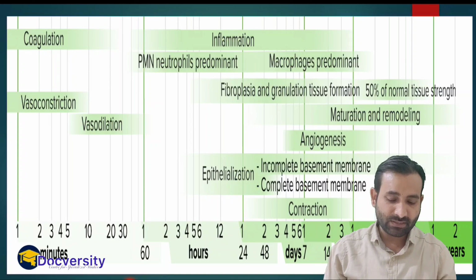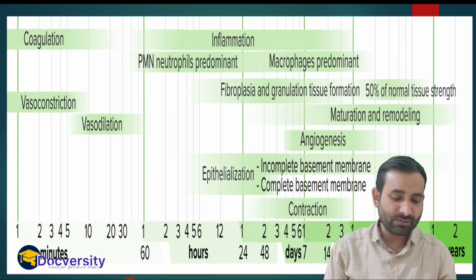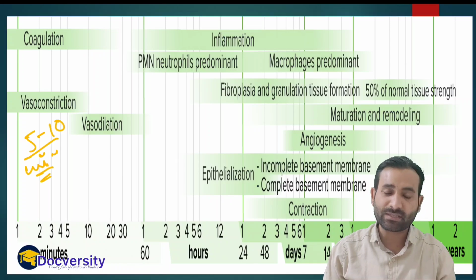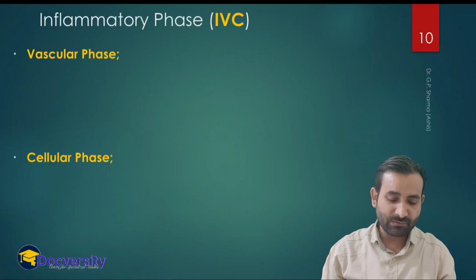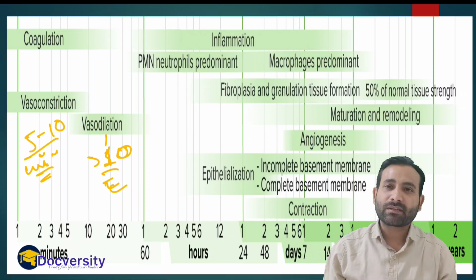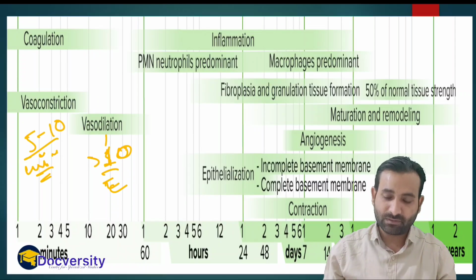So you can see this chart over here. As you have the injury, immediately after injury there will be coagulation or vasoconstriction. After that there will be vasodilation, right? Up to 5 to 10 minutes you will have the vasoconstriction, so that the bleeding stops. After 5 to 10 minutes you will have the vasodilation, so that the normal blood flow is restored and tissue regeneration will be faster.